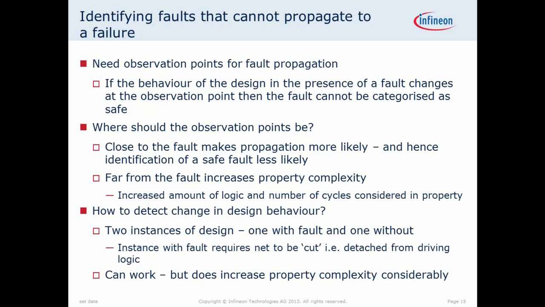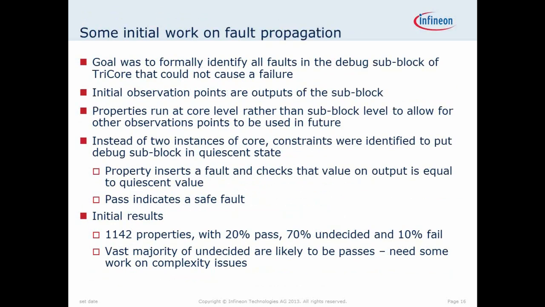Next question is how to detect a change in design behavior. So perhaps the most obvious thing you can do is just take two instances of the design, put the fault in one, not in the other, and see if you get a difference in behavior between the two. That's fine, it does work, but again, because you have two instances of your design compiled into the tool, the complexity increases somewhat. So some initial work we've done on this is basically a proof of concept, let's say. Our goal was to formally identify that all the faults in the debug subblock of TriCore could not cause a failure. So we're hoping for something like near 100% identification of safe faults within the debug subblock.